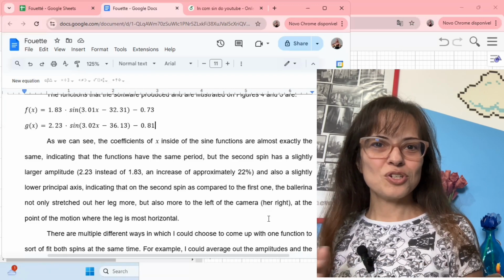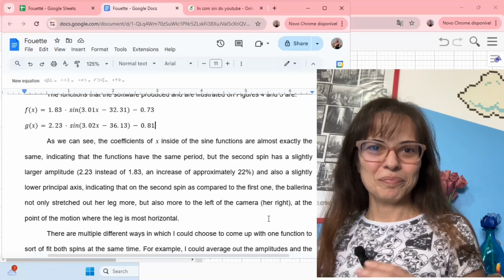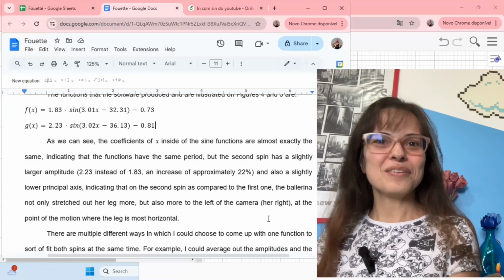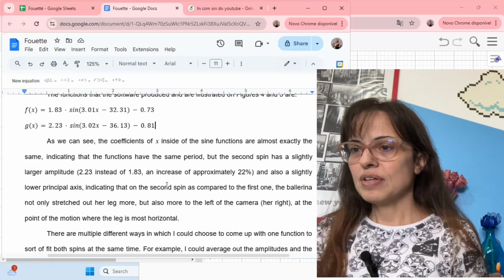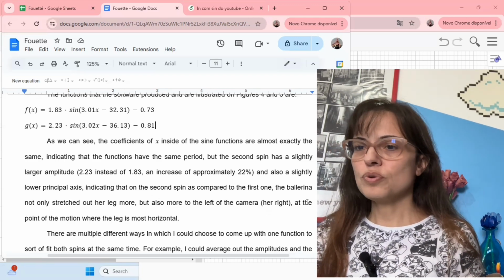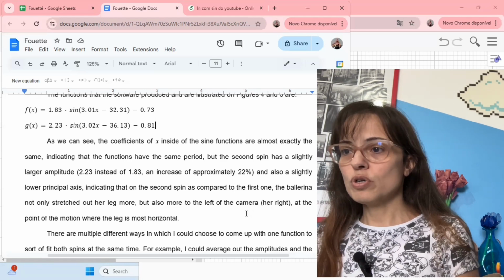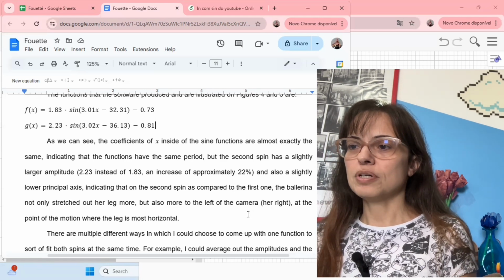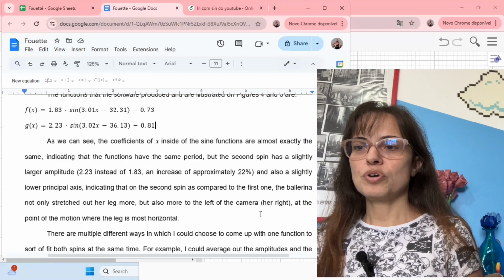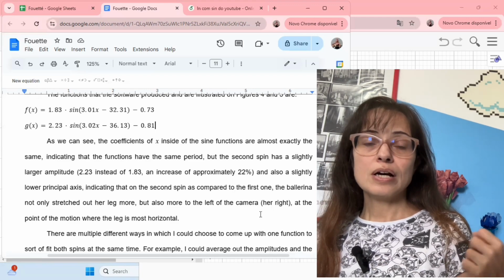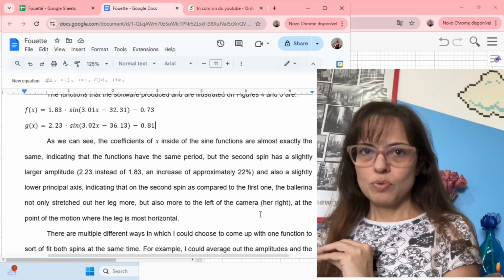So don't let these opportunities go by. Use the words and say the things that you know. Indicating that on the second spin, as compared to the first one, the ballerina not only stretched out her leg more, but also more to the left of the camera, her right, at the point of the motion where the leg is most horizontal. Again, descriptive reflection.